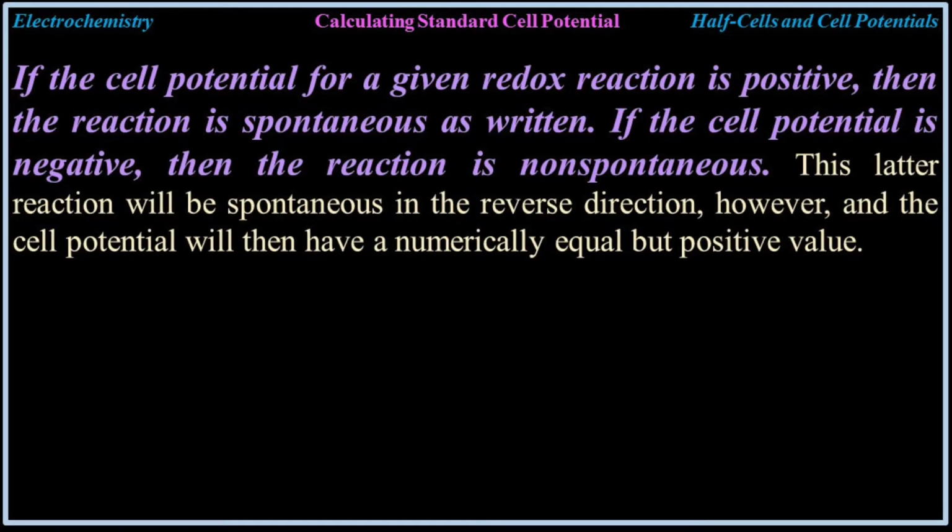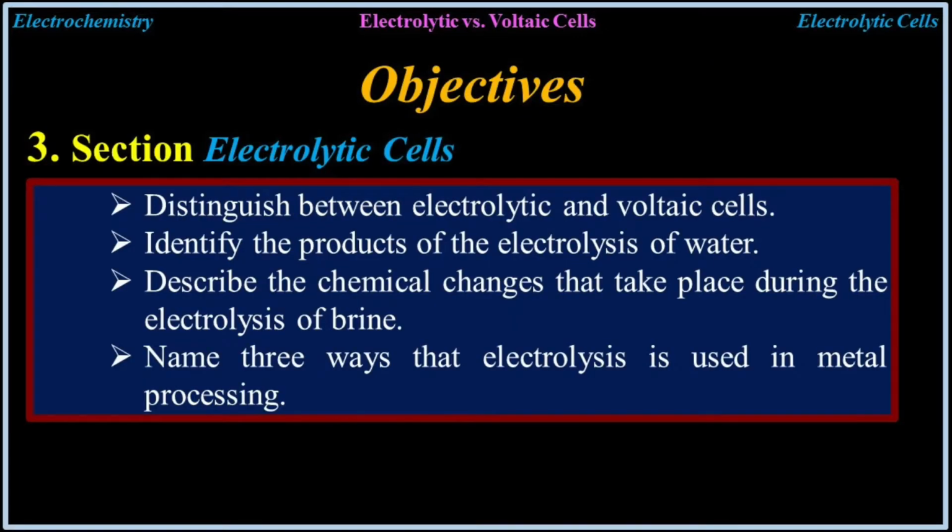If the cell potential for a given redox reaction is positive, then the reaction is spontaneous as written. If the cell potential is negative, then the reaction is non-spontaneous. This latter reaction will be spontaneous in the reverse direction, however, and the cell potential will then have a numerically equal but positive value. Now let's look at the last section, section 3, electrolytic cells.